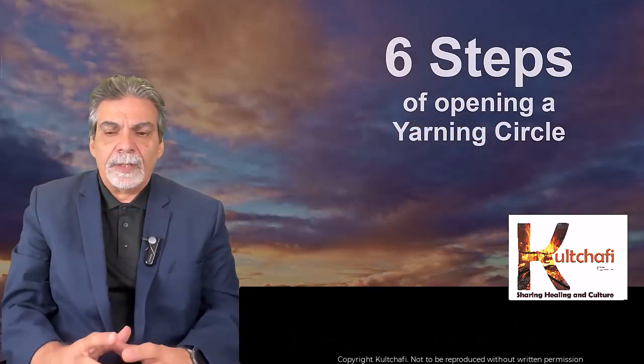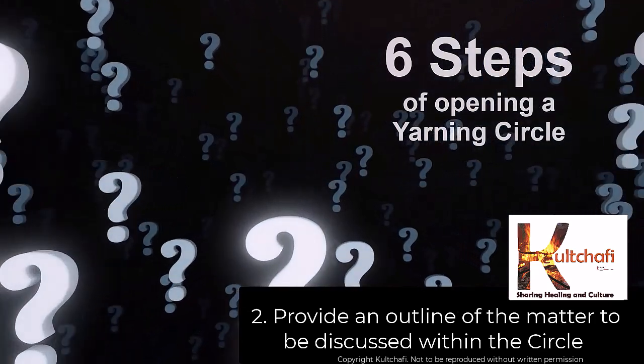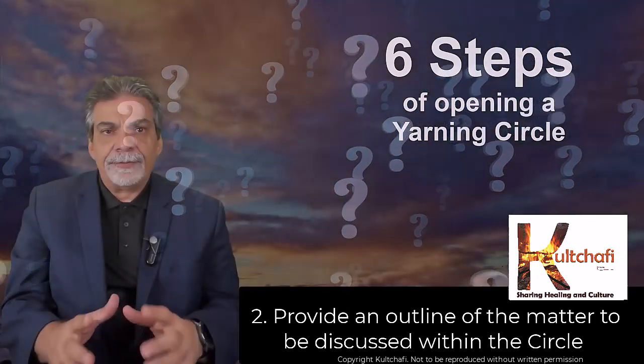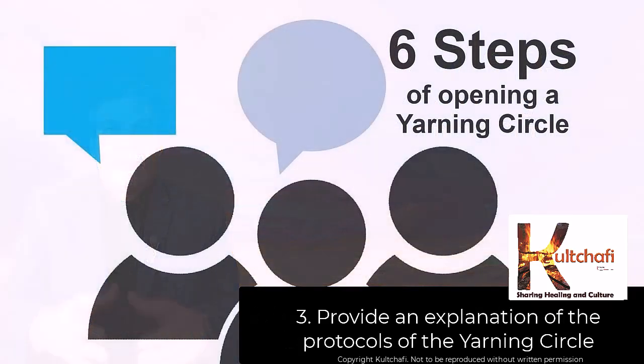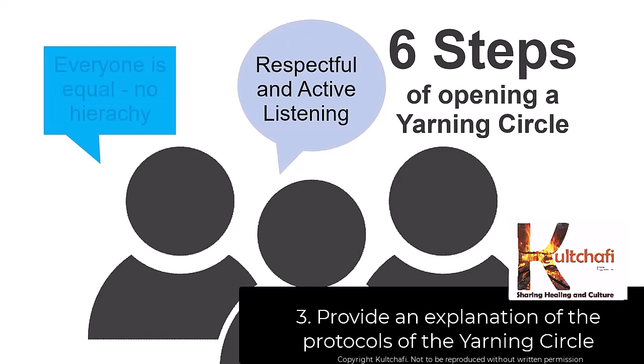2. Outline the matter to be discussed within the yarning circle. 3. Explanation of protocols, namely, one person speaks at a time, respectful and active listening is required, all participants are equal within the circle and there is no hierarchy.